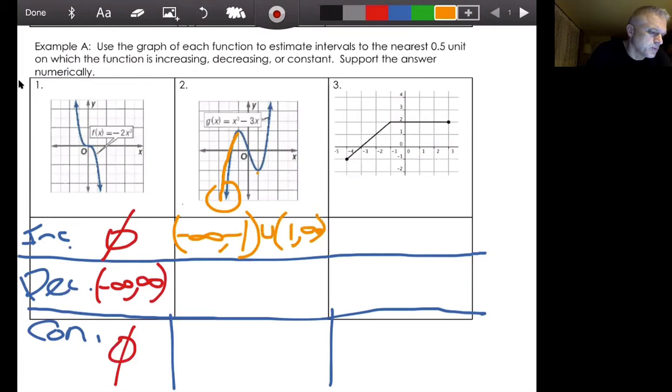Okay, put a union in it. So from here to here, increasing. What about decreasing? Well, I can see a decreasing part here.